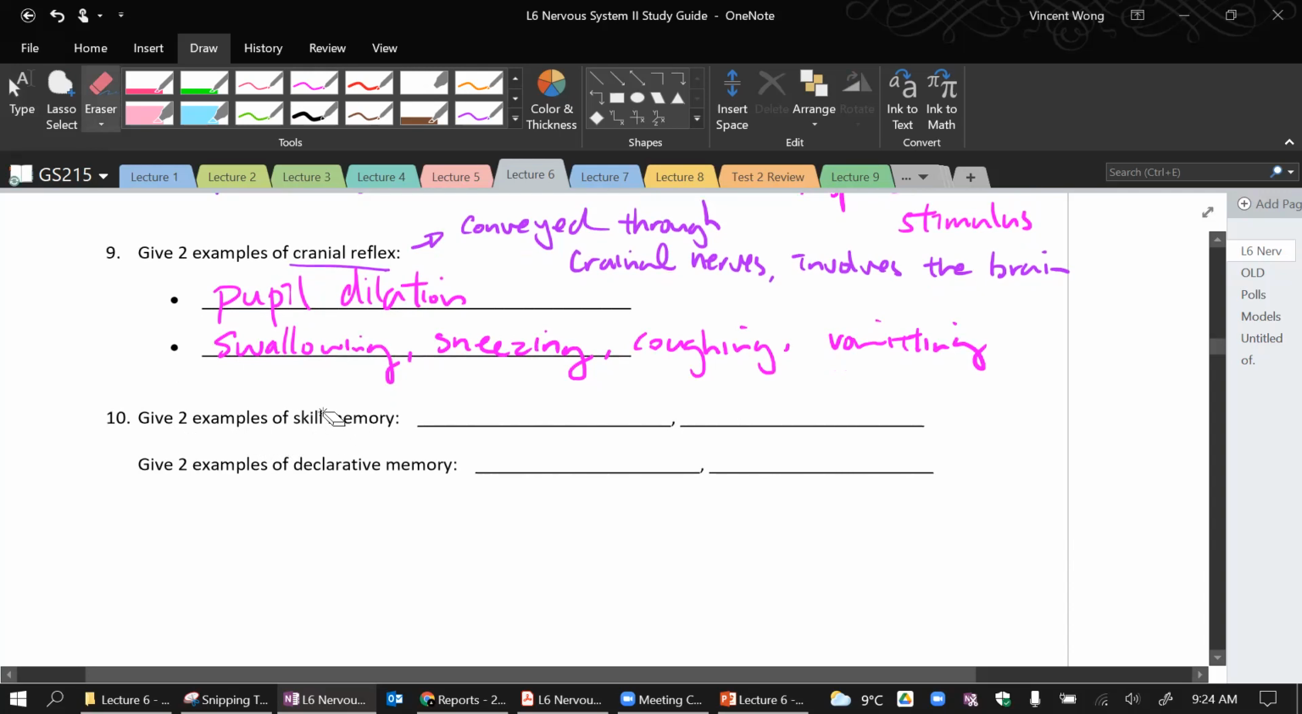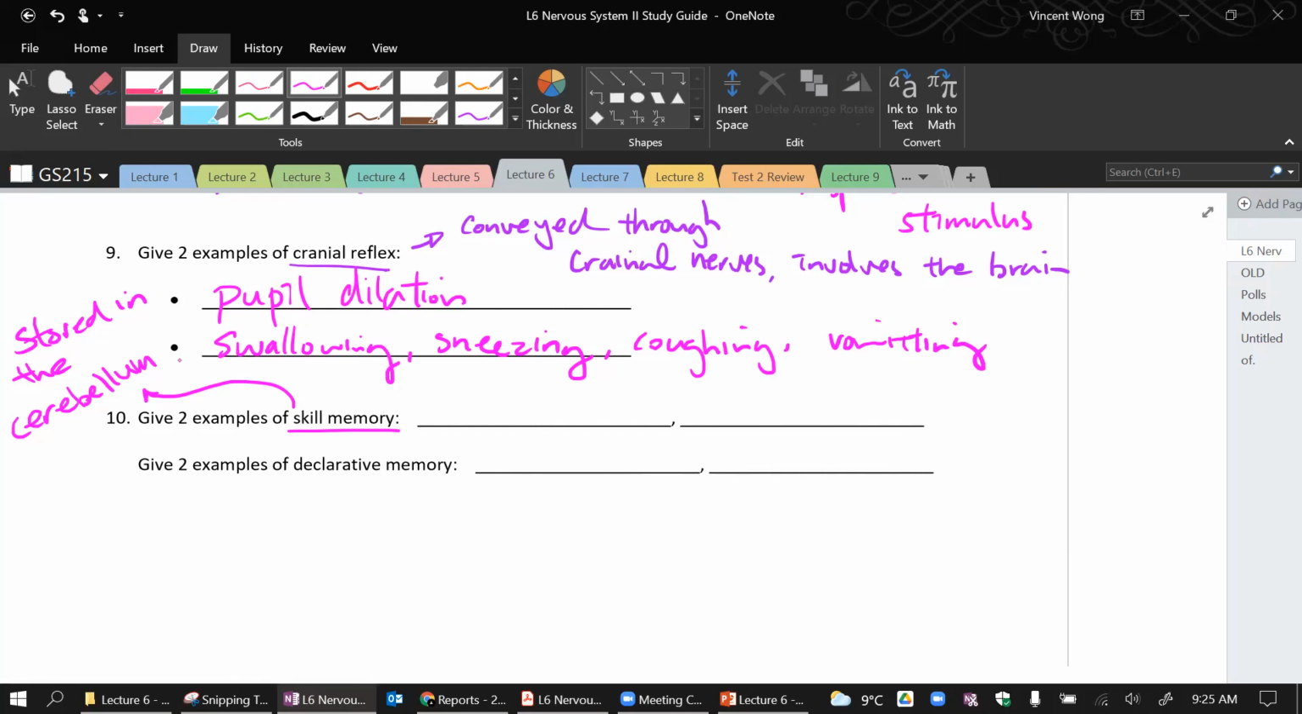Give 2 examples of skill memories. Skill memories are stored in the cerebellum. Let me write it nicely. Cerebellum, which is the structure at the back of the brain. And they are very persistent. Once you've learned a skill memory, it's not really going to go away.